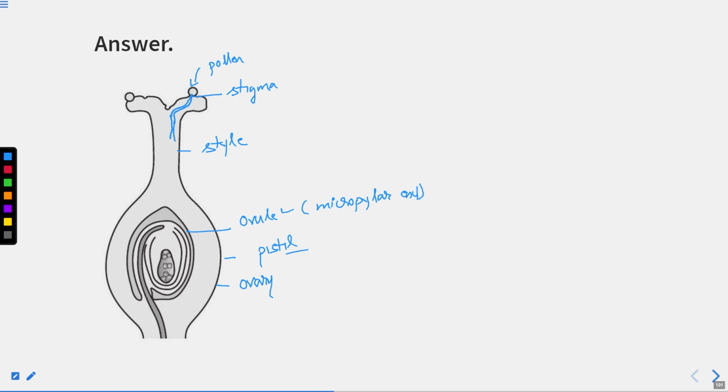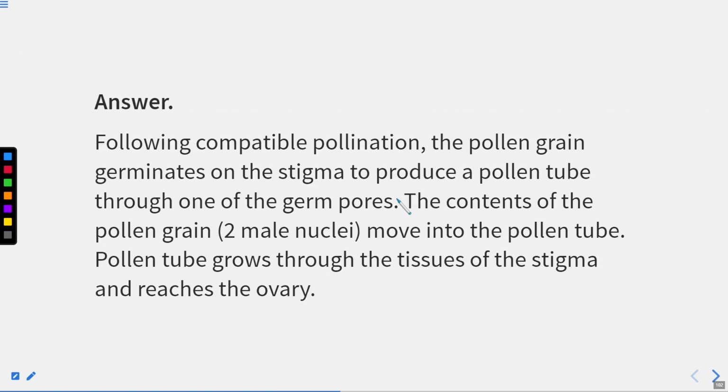Okay, so the pollen tube enters the ovule through the micropylar end. Now following compatible pollination, the pollen grain germinates on the stigma to produce a pollen tube. So first the pollen tube is formed. Now the contents of the pollen tube, which are the two male gametes, move into the pollen tube. The pollen tube grows through the tissue of the stigma and reaches the ovary, through which? Through the style.